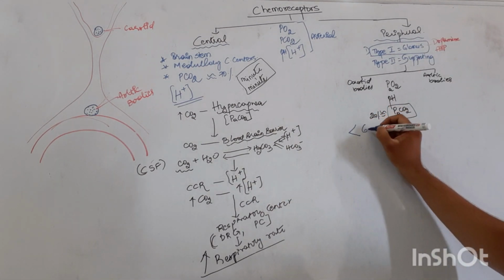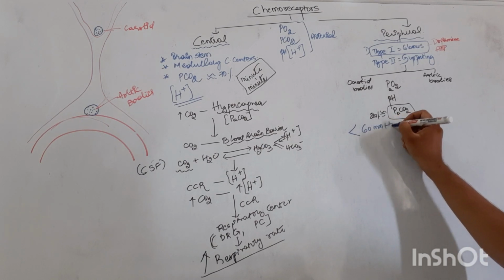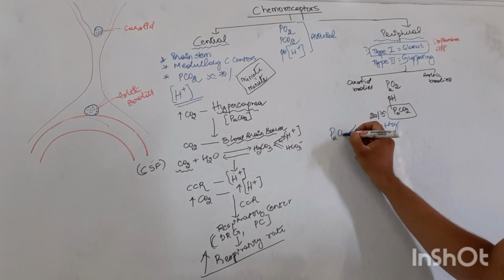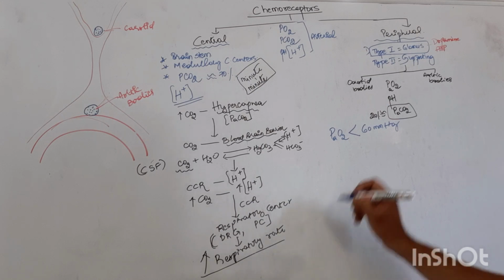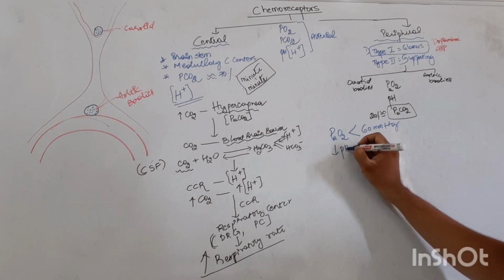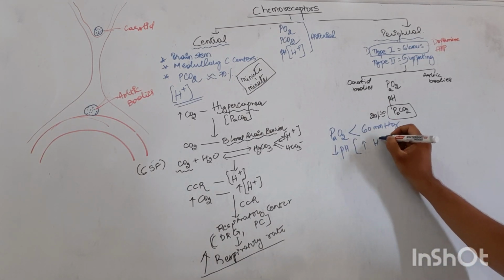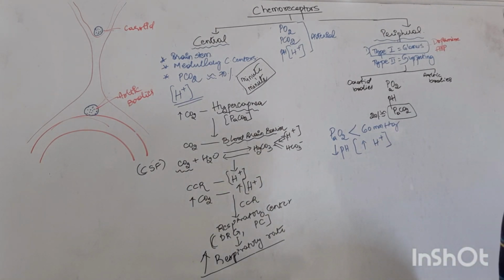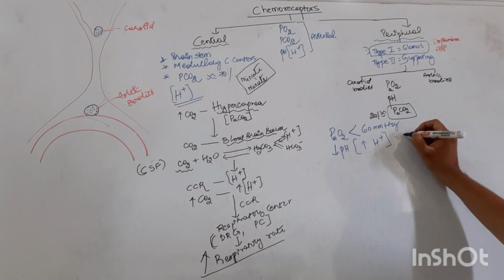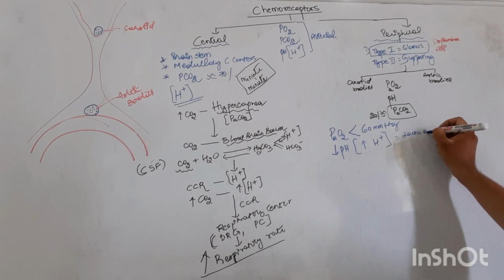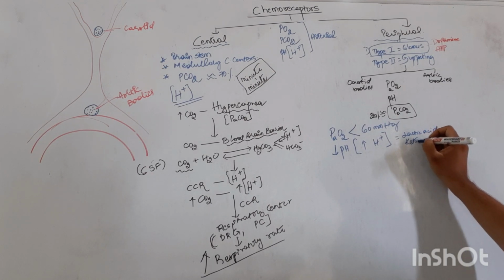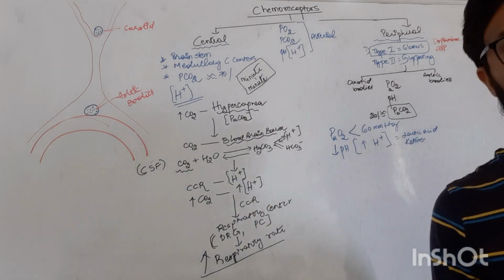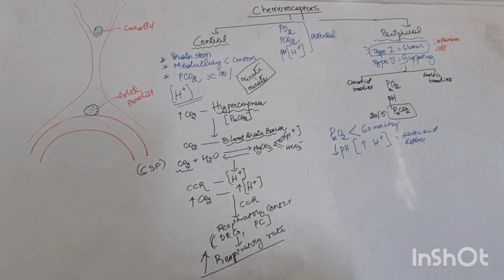and they are sensitive for the decrease in the partial pressure of oxygen to less than 60 mmHg, and they are also sensitive for decreased pH or increased hydrogen ion concentration, which is produced because of the metabolism. It may be the lactic acid or any other acids like ketones, etc. They are produced, and these receptors are sensitive to them.